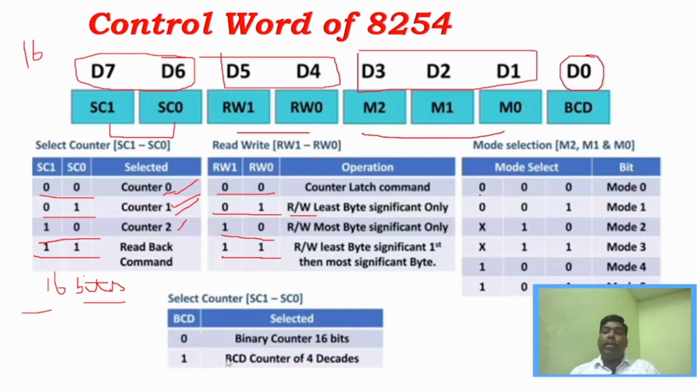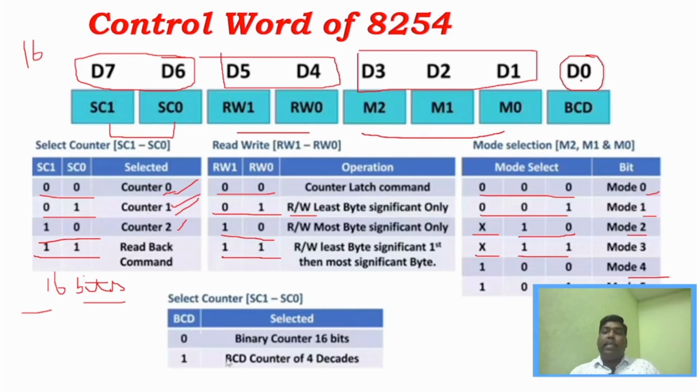You can see here 000, it works in mode 0, and if it is 001, it is mode 1, and if it is X10, with X as don't care. What is don't care? It can be 0 or 1, right? So if it is X10, it is mode 2, and if it is X11, it is mode 3, and 100 is mode 4, and 101 is mode 5, right? So we have 6 different modes of operation in 8254. We will see all these modes of operation in depth in the next video, right?